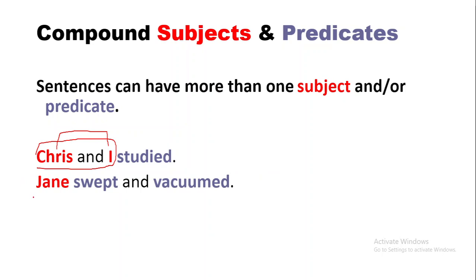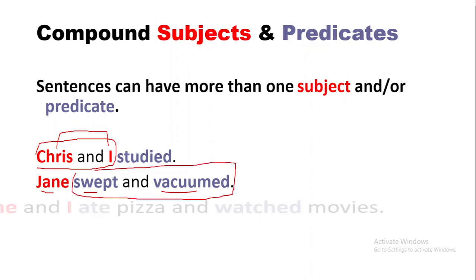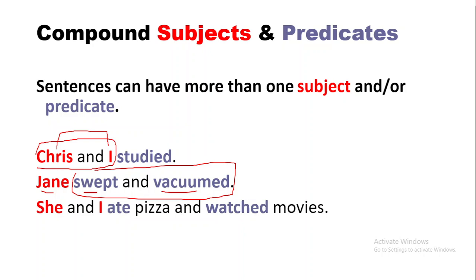Similarly, there can be one subject and compound predicates. For example, Jane swept and vacuumed. Now swept is one action and vacuumed is a second action. So these actions together make a predicate, and that is a compound predicate. She and I ate pizza and watched movies. Now she and I is a compound subject, and ate pizza and watched movies is a compound predicate.